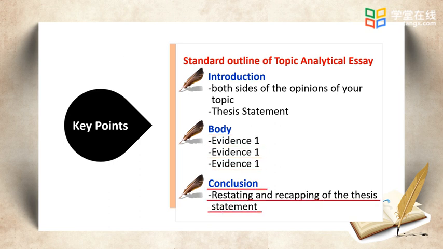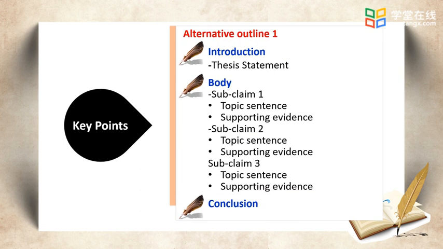In the concluding paragraph, we should wrap up the essay by restating why the topic is important and recapping our thesis statement. Depending on our audience and our purpose for writing, the 3 body paragraphs could be structured differently. We could choose to provide the 3 subclaims of our main argument in the body and provide solid evidence to support each of them. This is usually how we should organize our essay.